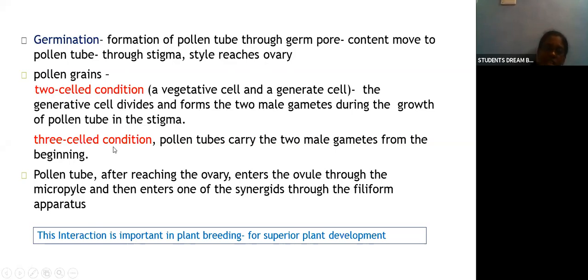Whereas in the three-celled condition, the pollen tube will carry the two male gametes from the beginning itself. So this is the difference between two-cell generation and three-cell generation.